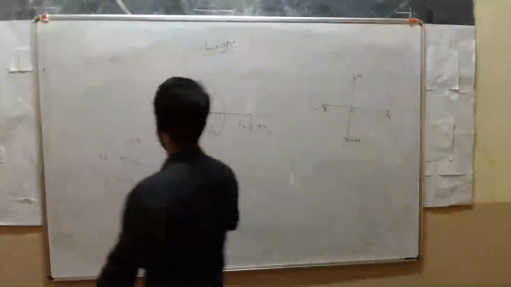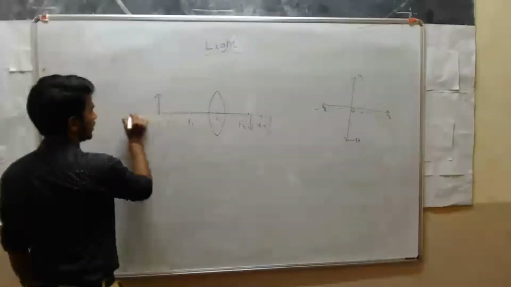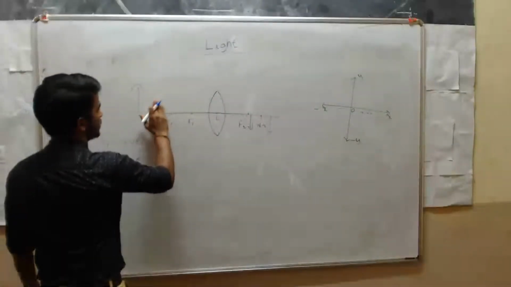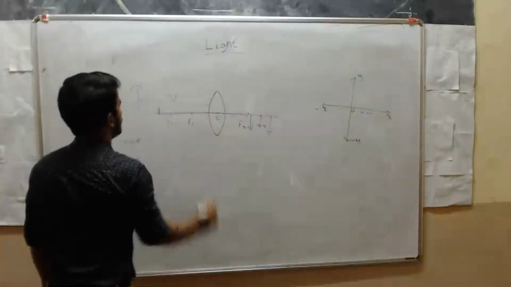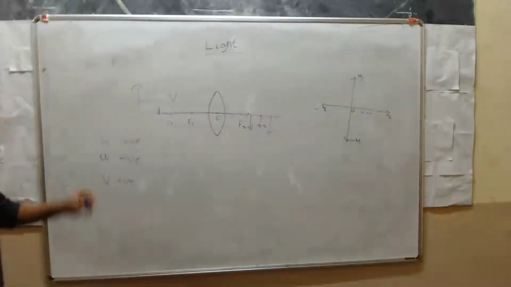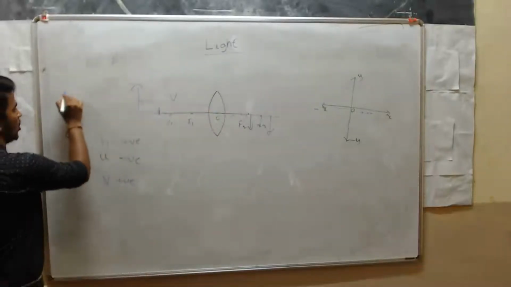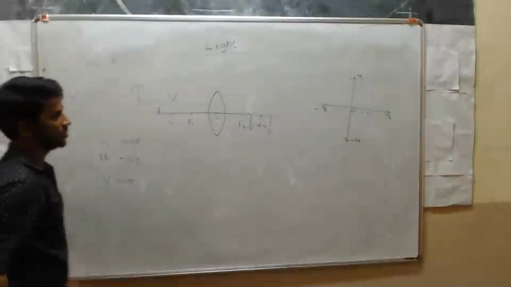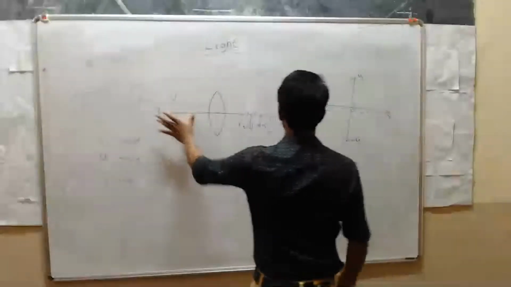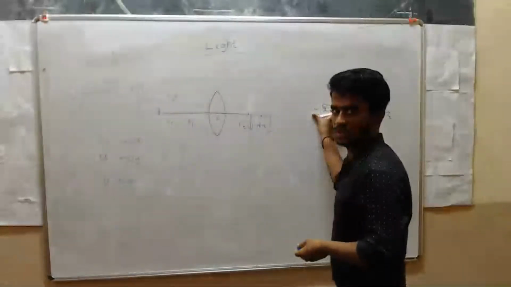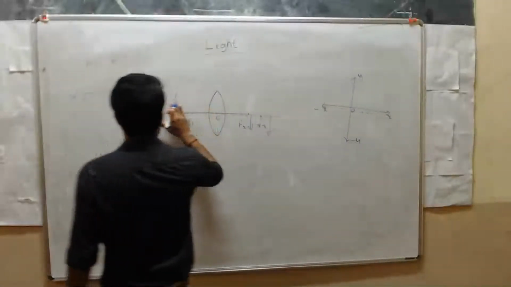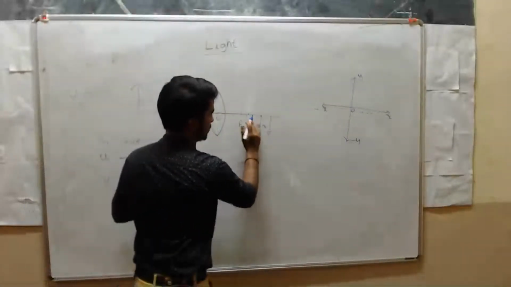Suppose you get the image here, just this is B. In this case we'll write the image distance in negative values. Why? Because now we'll compare this distance with respect to the negative x-axis.